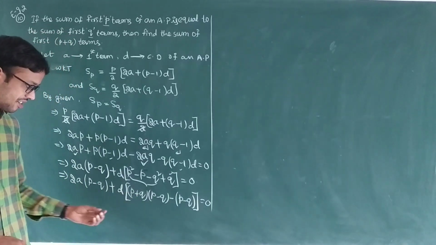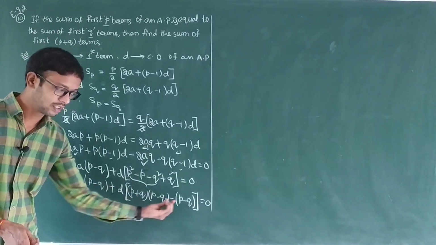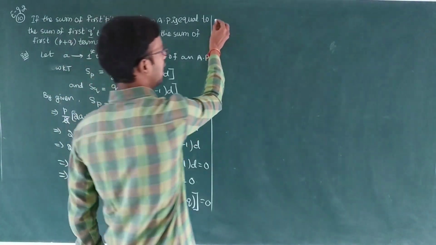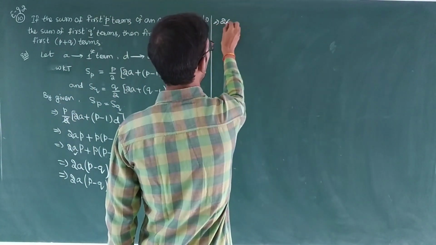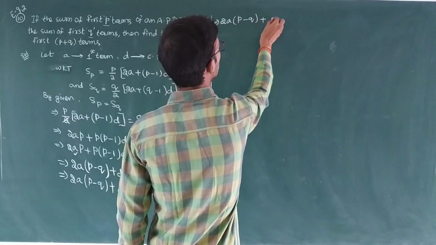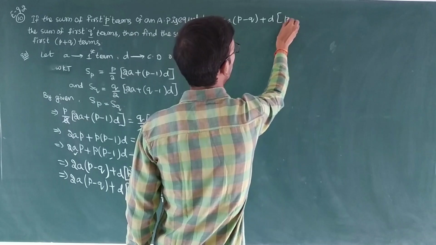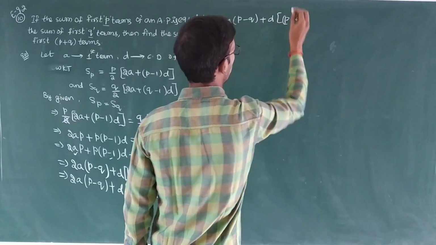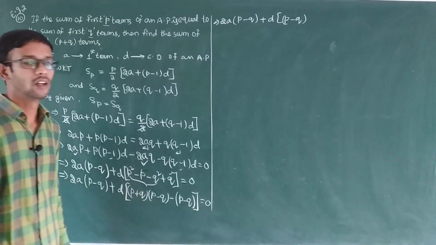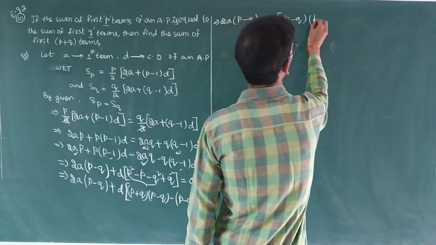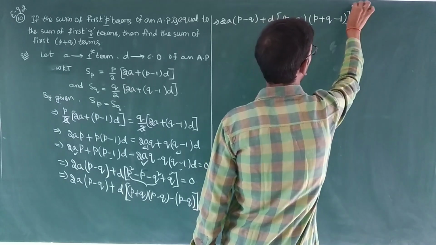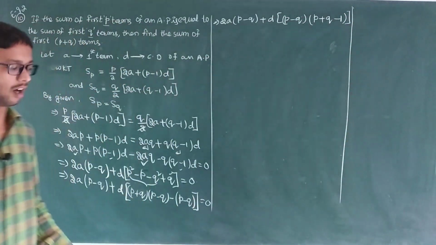Next step, I will take common here these two: (p minus q) is there. So I will take (p minus q) common. 2a into (p minus q) plus d into (p minus q), if you are taking common (p minus q), what you will get? (p plus q minus 1).